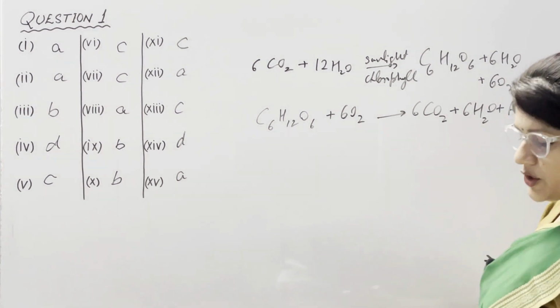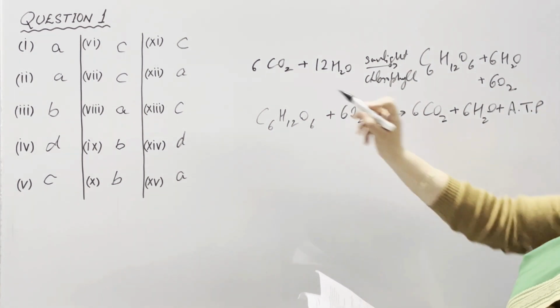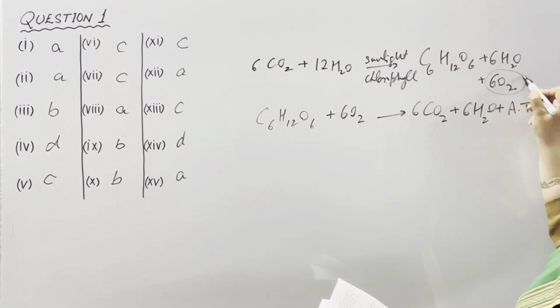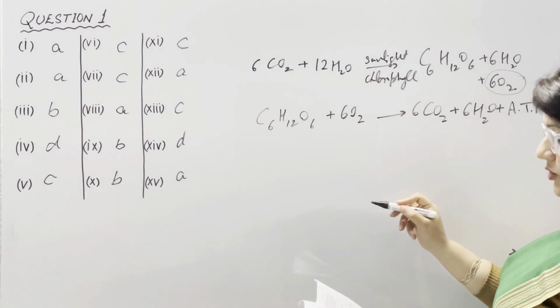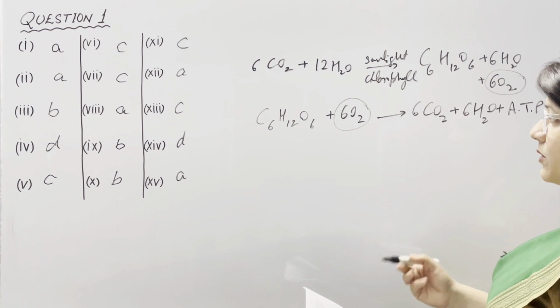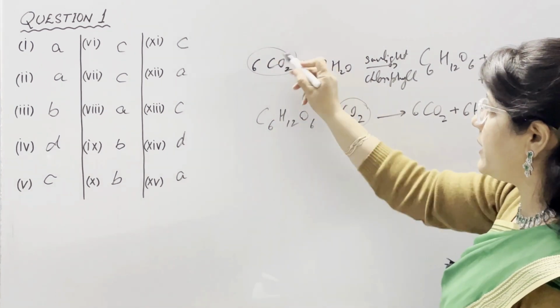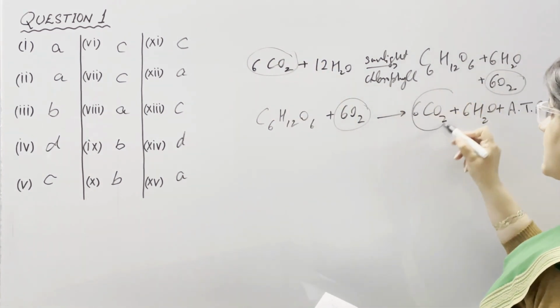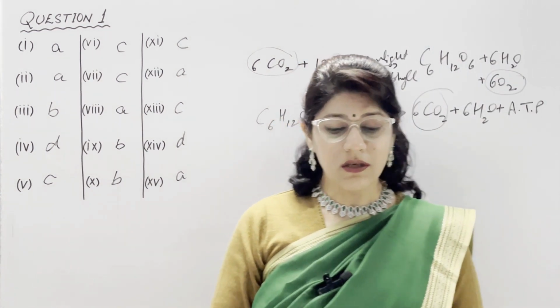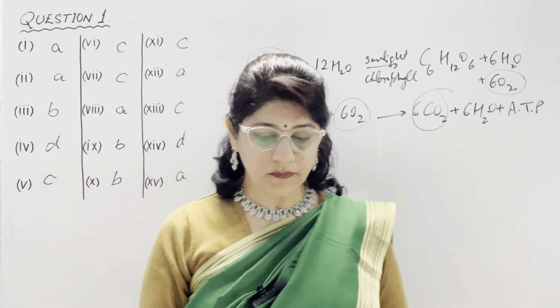Other differences you can give here: in photosynthesis it produces oxygen. In respiration, it utilizes oxygen. And a third difference you can also give, photosynthesis utilizes carbon dioxide and respiration produces carbon dioxide. So these are the differences between photosynthesis and respiration.